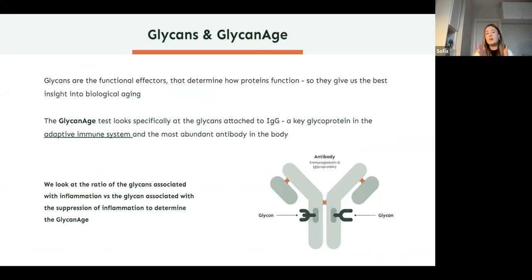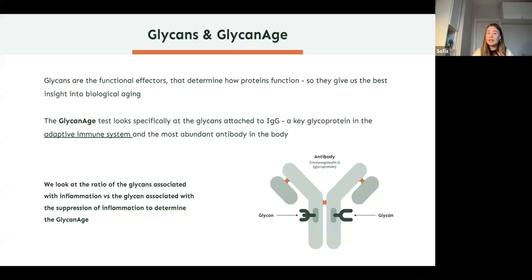So as I said, glycans allow the communication between different parts of our biology, and we call them the functional effectors because they're not just passive biomarkers. They actually change in response to different interventions, but they also have a role in biology. And this role is that they modify the response of our immune system once it interacts with the immunoglobulin G, which is the main protein that we are looking at.